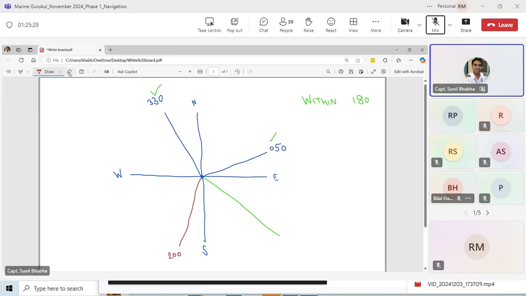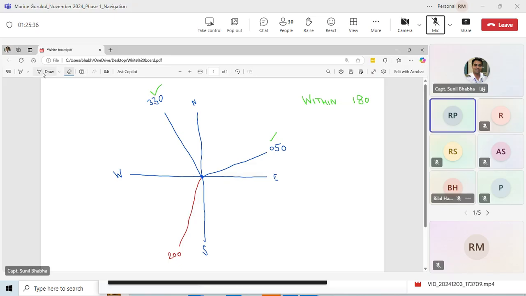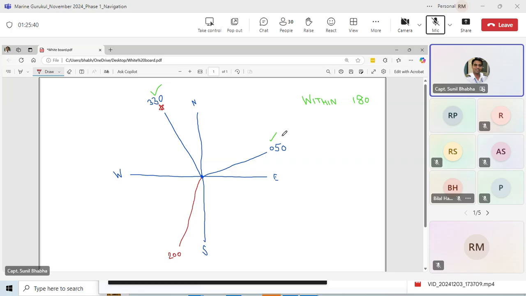Now you tell me, beta, is it possible to draw a straight line so that all three of the stars come on one side of it? No, sir. Because they are out of 180 degrees, sir. Yes, that's correct. Whichever line you draw, one star will be on one side, another will be on the other side. So bearings are not within 180, they are stretching outside 180. Clear? Yes, clear, sir.